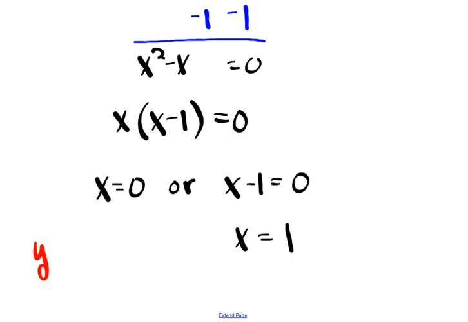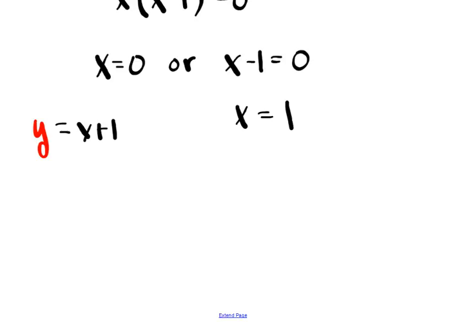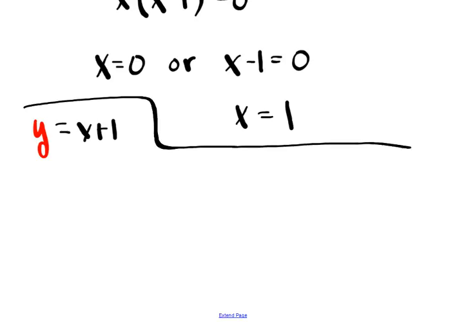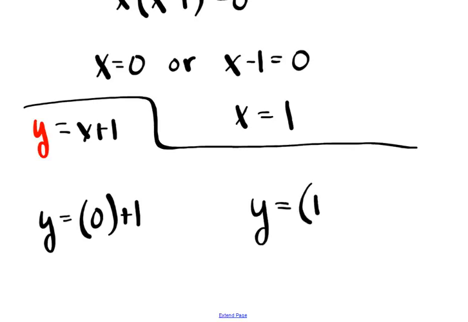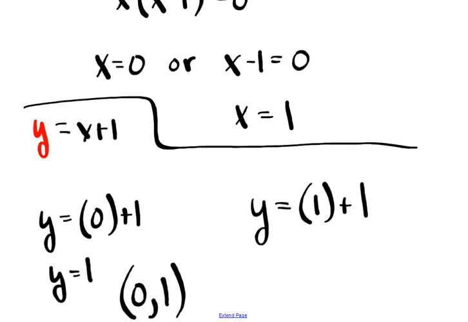So I'm going to use my linear equation that says y equals x plus 1. All right, let's extend my page. And I'm going to plug in two versions of my x. So I have y equals 0 plus 1, and I have y equals 1 plus 1. Okay, so when x is 0, y equals 1. So my ordered pair here is 0, 1. And here, y equals 2. So my ordered pair is 1, 2.